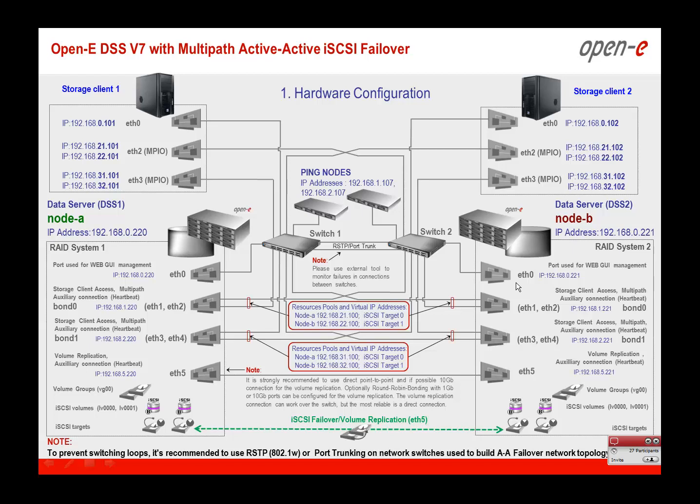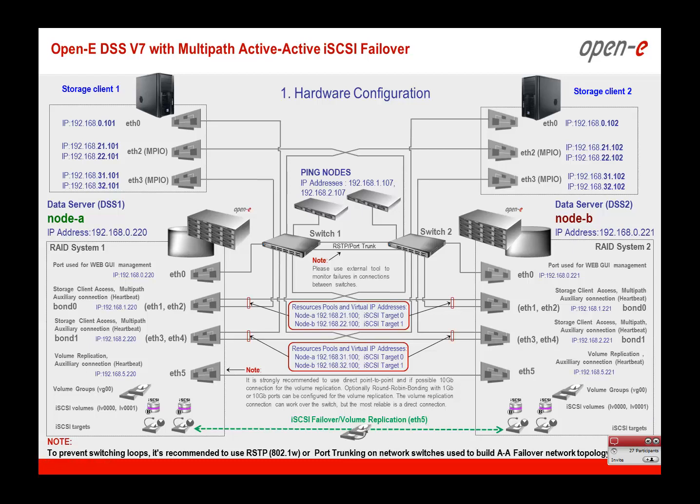So the first resource pool will be available via the first bond 0 and bond 1, and this on node A, and it will be available over IP address 192.168.21. This one means first resource pool, and 100, and it will be available also over the second virtual IP, which will be defined first on node A, and that will be 192.168.31. 1 means first resource pool, 100. And here you see there is the target 0, right?